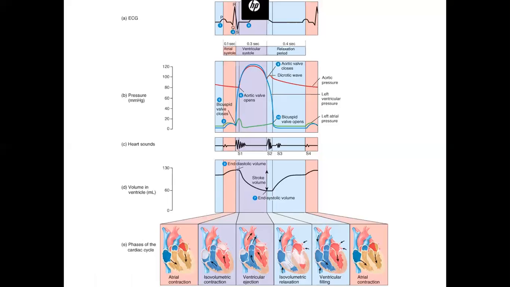In order for this to take place, what we need is pressure in the atria to be higher than pressure in the ventricles. And if we go to this figure at the top, we have a red line representing aortic pressure, which we'll talk about more in a second. We've got a green line. The green line represents the left atrial pressure, and the blue line represents left ventricular pressure.